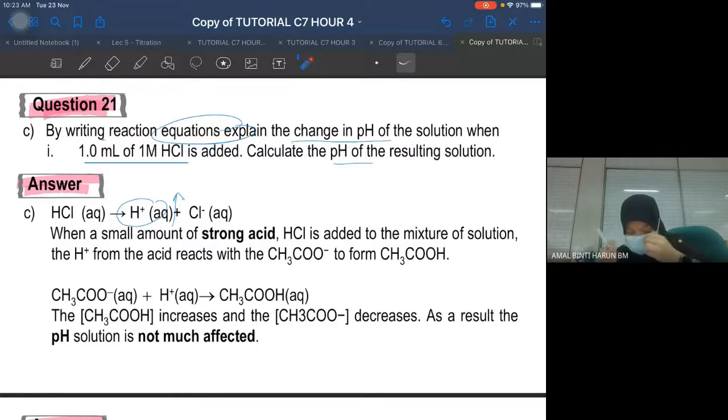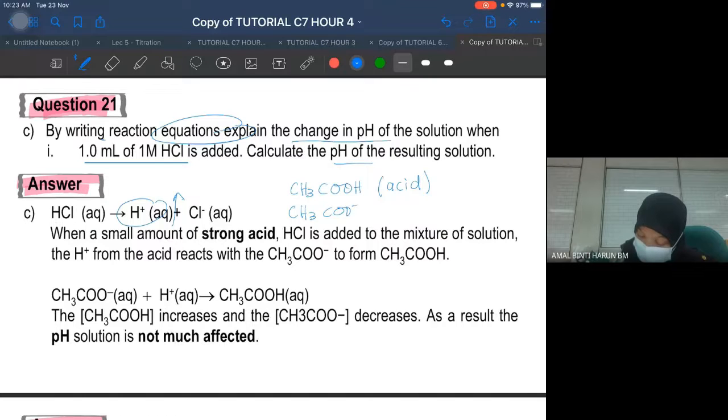Sekarang dia rujuk, dia bukan rujuk pada soalan B, sorry. So dia rujuk kepada the initial buffer solution, which consists of weak acid. So it will act as an acid. And then the salt, CH3COO-, will act as a base. So bila kita tambahkan acid, base akan neutralize acid added.